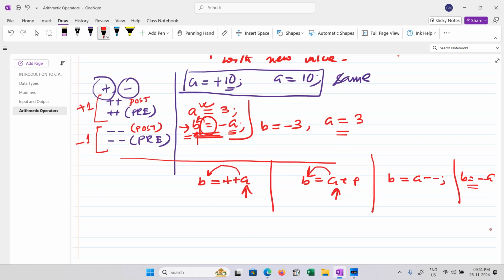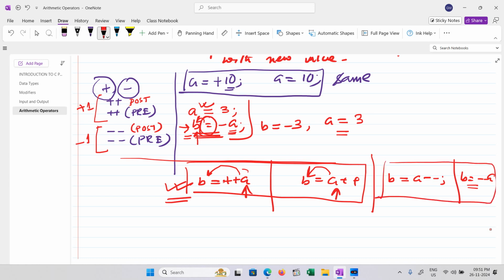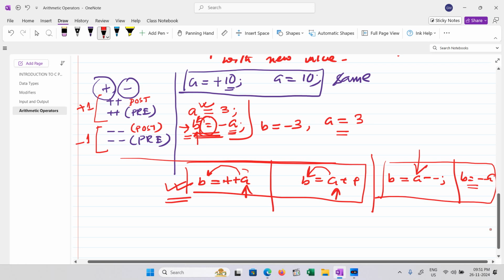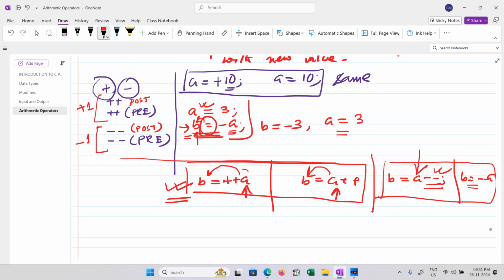So just look back at what I have discussed and use them whenever necessary. Remember, both increments will update the value by 1 and both decrements will decrement the value of the operand to which the operator is applied by 1. So I am going to wind up this lecture here.